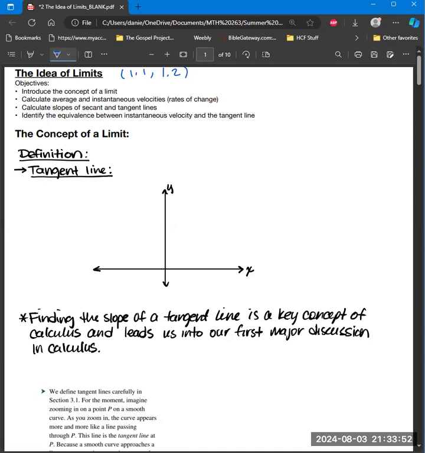So first, let's look at a definition of the tangent line. It's a straight line, like all lines, but it's a straight line that just touches the graph at only one point.